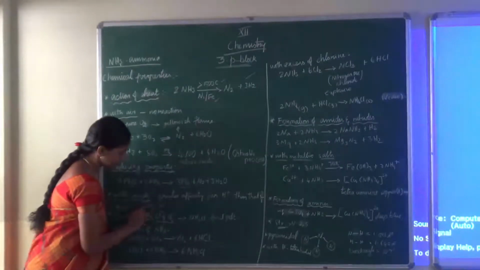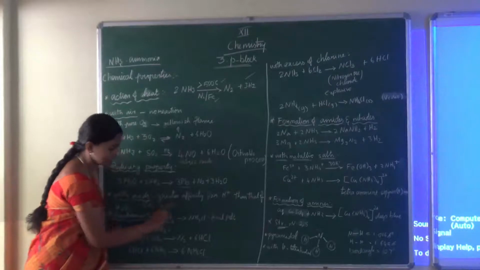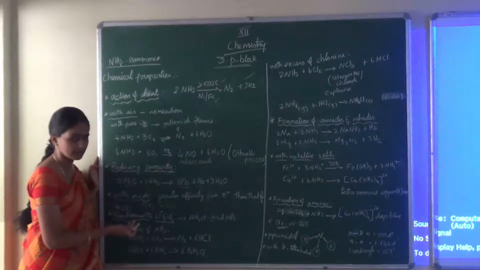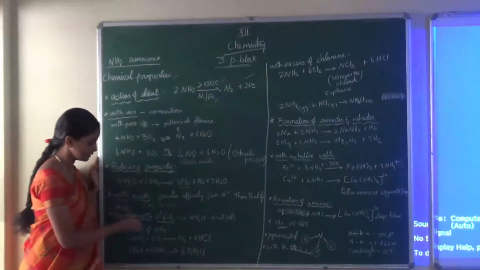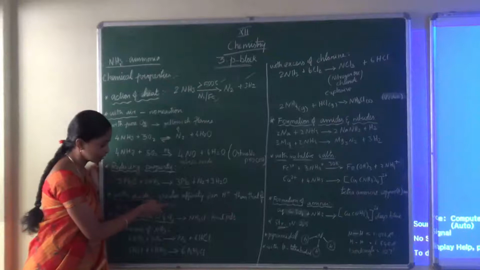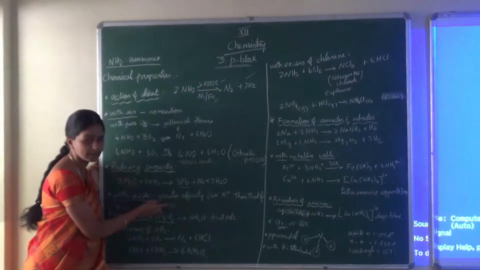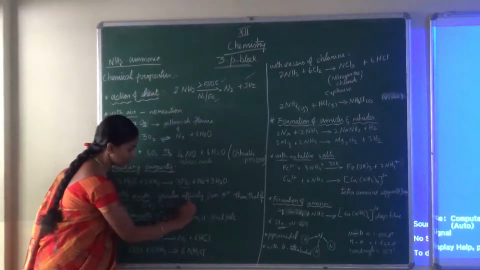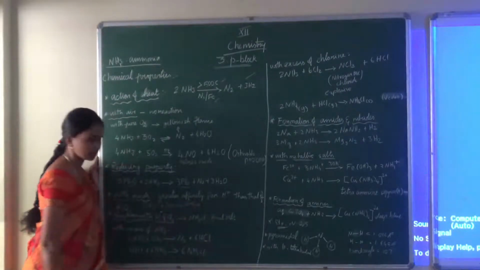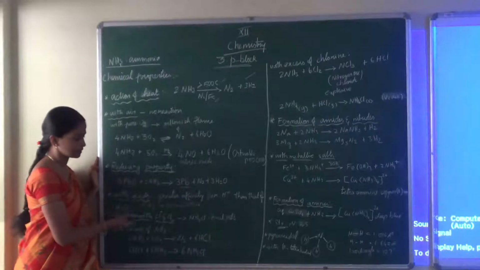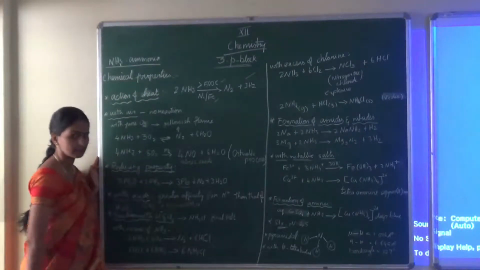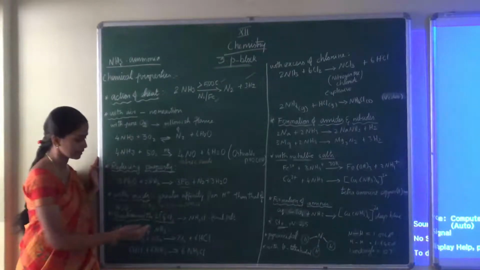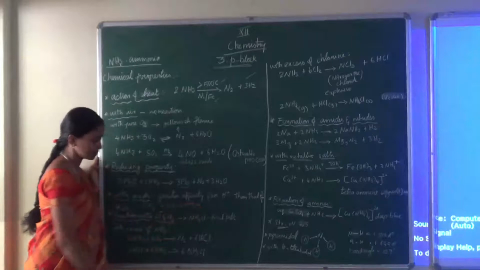Any acid, for example ammonia plus hydrochloric acid, or ammonia plus nitric acid, ammonia plus sulfuric acid, any acid we can take. When we are treating it with the acid, it suddenly forms a bond with the proton because it has a greater affinity for proton. So we will get the product as ammonium chloride. Any acid you take, the final product will be like this: ammonium chloride, or whatever the anion of the acid is.